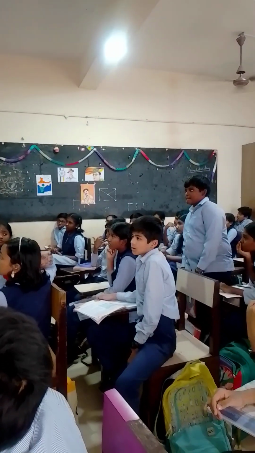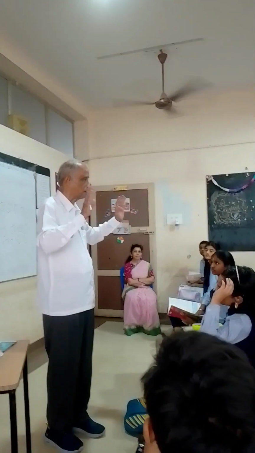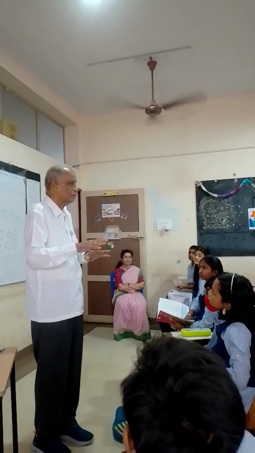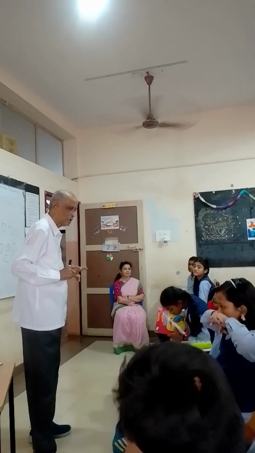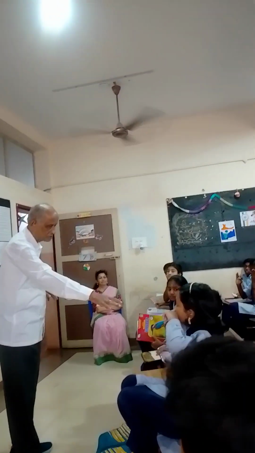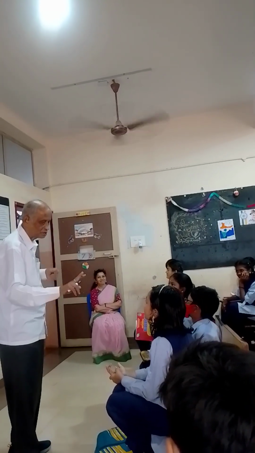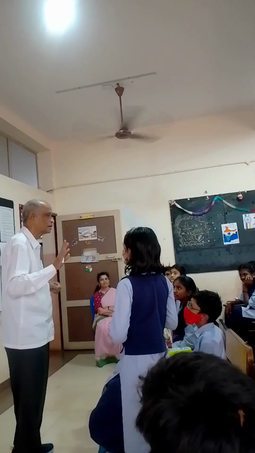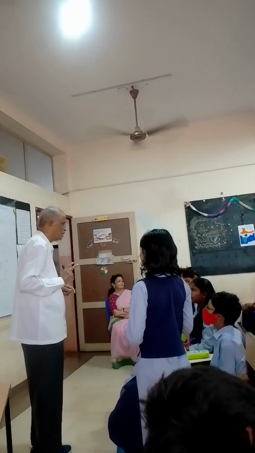Now, you divide the entire living beings into two important or major groups. Each group you call them kingdom. Two kingdoms. Which are the two kingdoms? You are not listening to me. Which are the two groups? Kingdom Plantae or plants. Plantae.